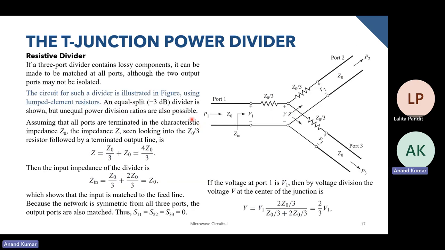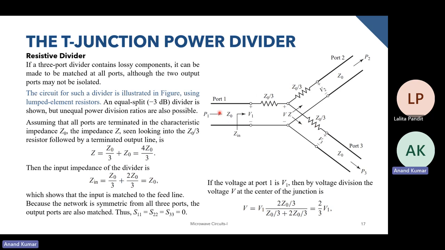Then in the previous case, the issue was that although the system was lossless, the ports are not matched. But the ports being matched is an important criterion, and so for that we have this resistive power divider, where we showed that all the ports are matched, but this particular network is not lossless. We have resistors over here, which essentially cause loss in the system.